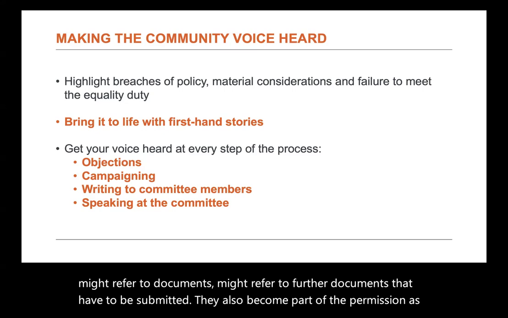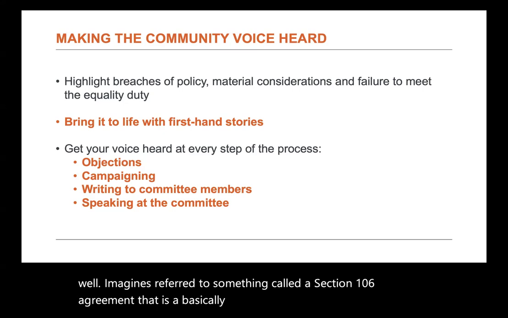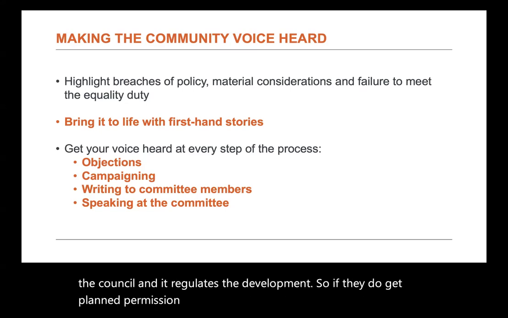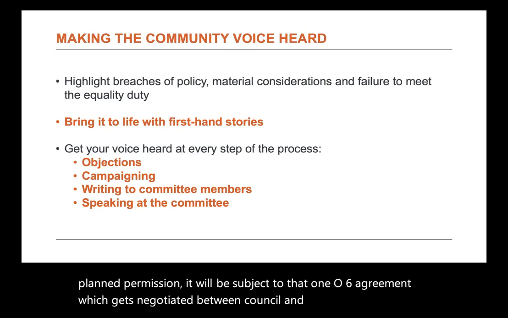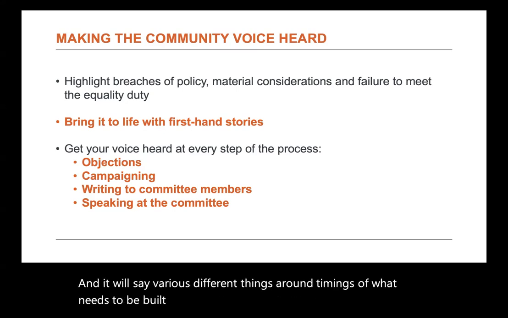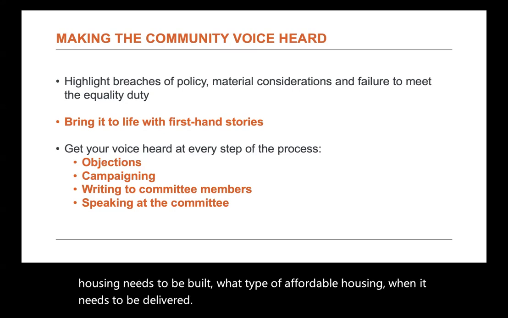Imogen's referred to something called a Section 106 agreement. That is basically a contract between the developer and the council, and it regulates the development. So if they do get planning permission, it will be subject to that 106 agreement, which gets negotiated between council and the developer, and it will say various different things around timings of what needs to be built when. For example, what level of affordable housing needs to be built, what type of affordable housing, when it needs to be delivered.